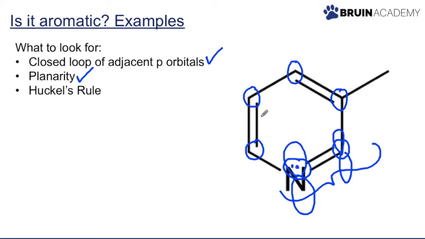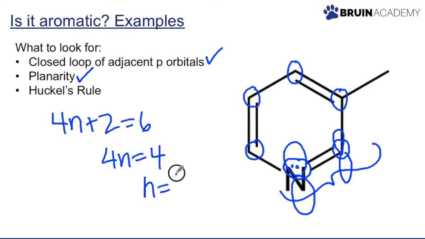So what we really have here is 2, 4, 6 pi electrons. This is that bond between them. So we have 6 pi electrons. And as we remember from experience, n is going to be equal to 1. And therefore it does satisfy Huckel's rule. So it is aromatic as it meets the three requirements.